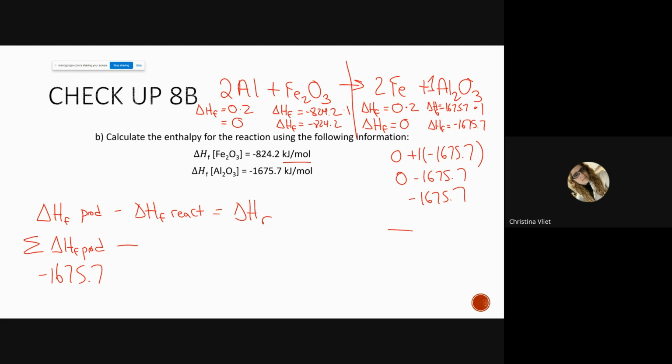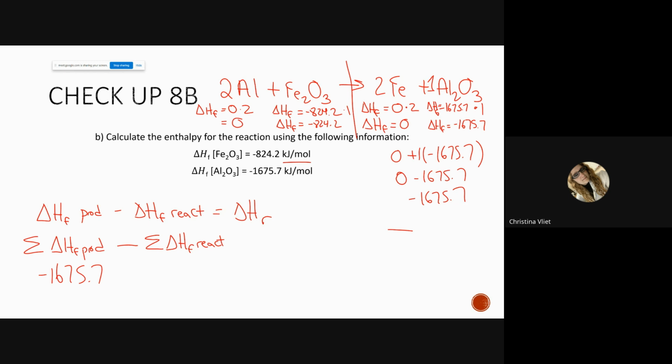So what does that mean in my calculation? I'm subtracting the sum of the enthalpies of formation of my reactants. What is 0 minus 824.2? Negative. Respect the sign. So it's negative 824.2. But what if I had to subtract negative 824.2?